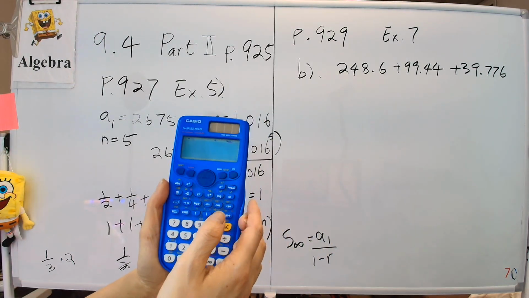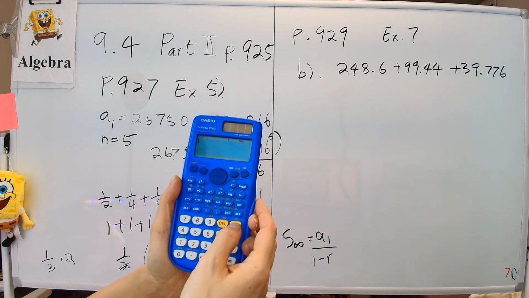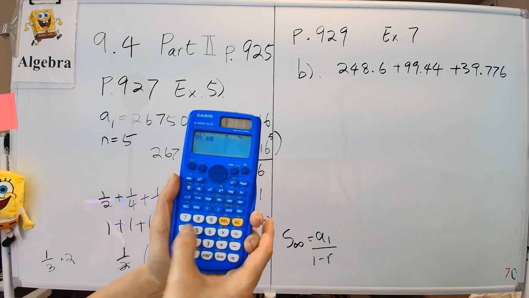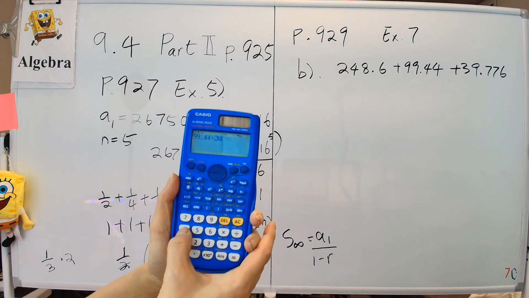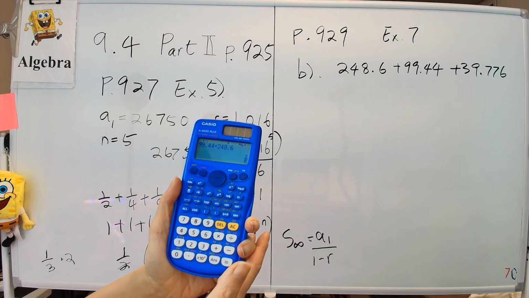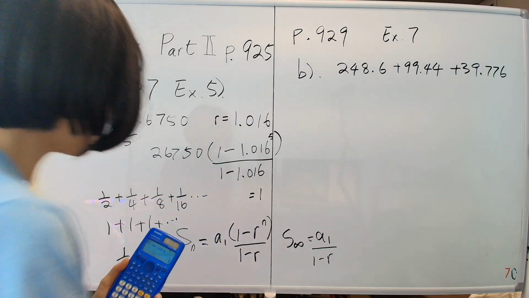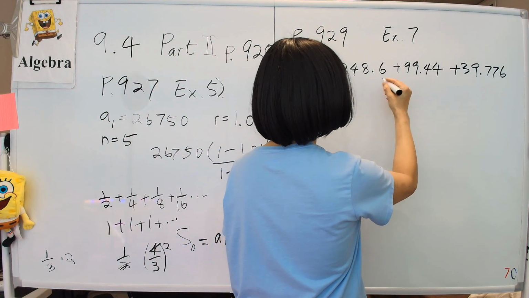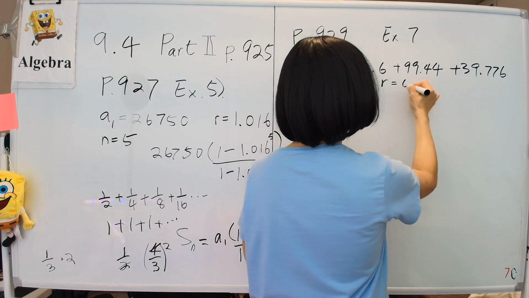Anyway, let's see. What is the ratio of the second term to the first term? That is, what is 99.44 divided by 248.6? It is 2/5, that is, it equals 0.4. All right, so this ratio equals 0.4. I'll write that down. R equals 0.4.